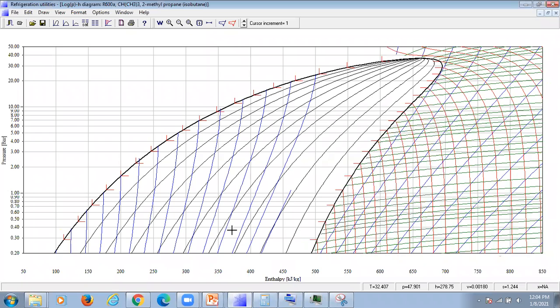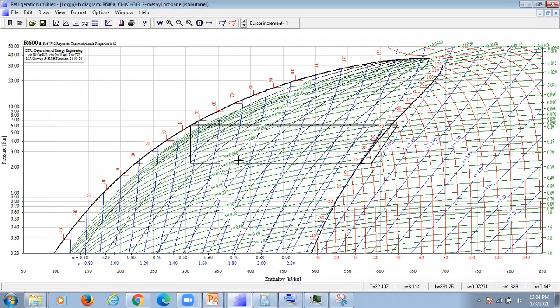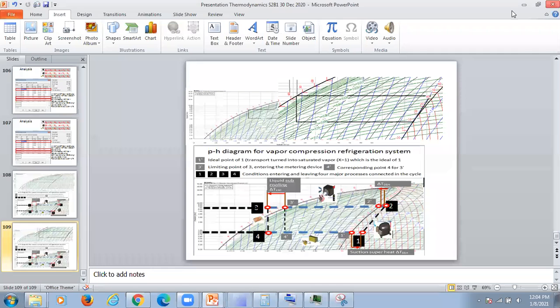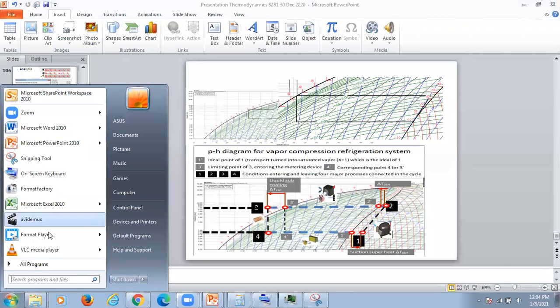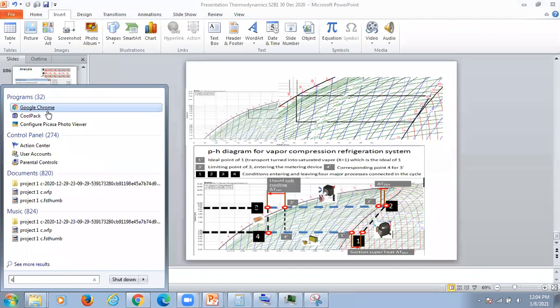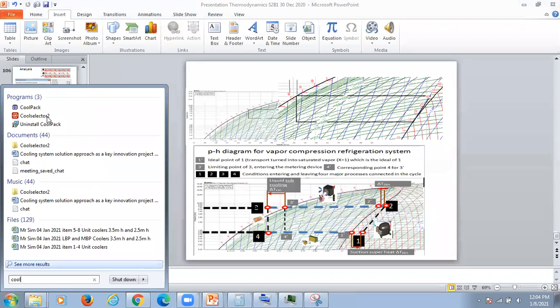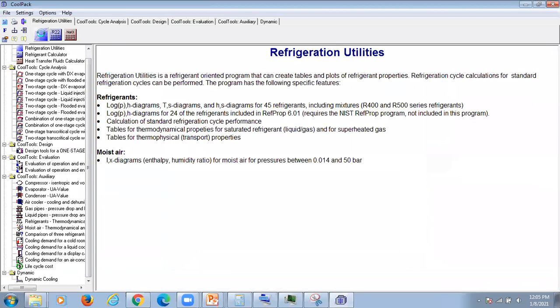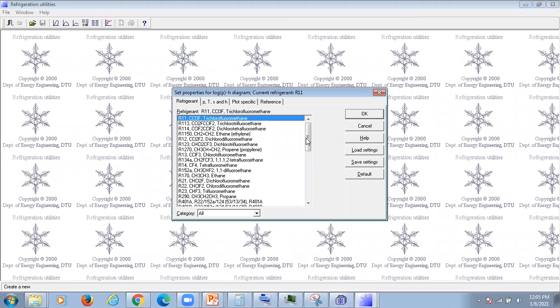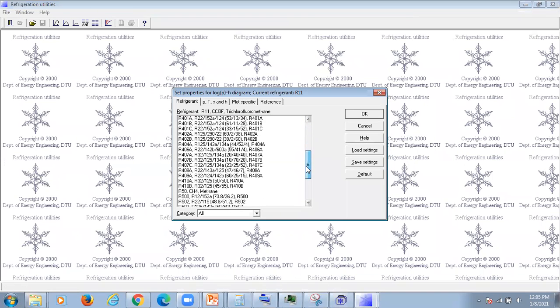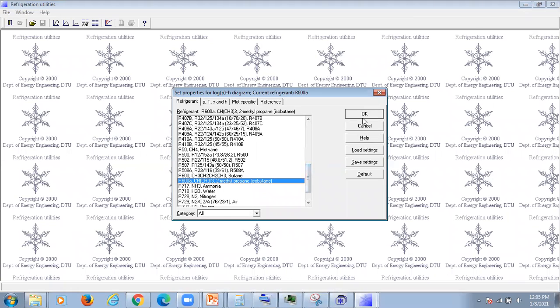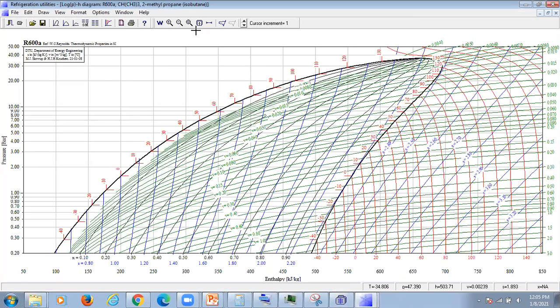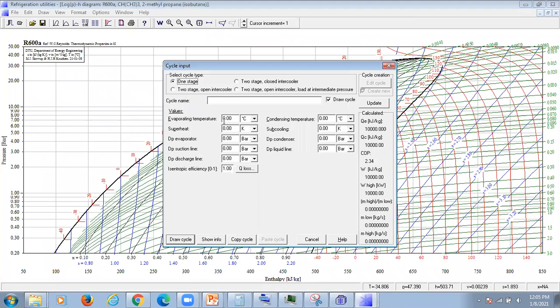Now you draw the cycle. See, you can see this one. Draw the cycle. Why here 2 points? Subcooling 0. Right. Yes. Then let me start new. So I will go to CoolPack, pH, R600a. Draw cycle. Evaporating 10.